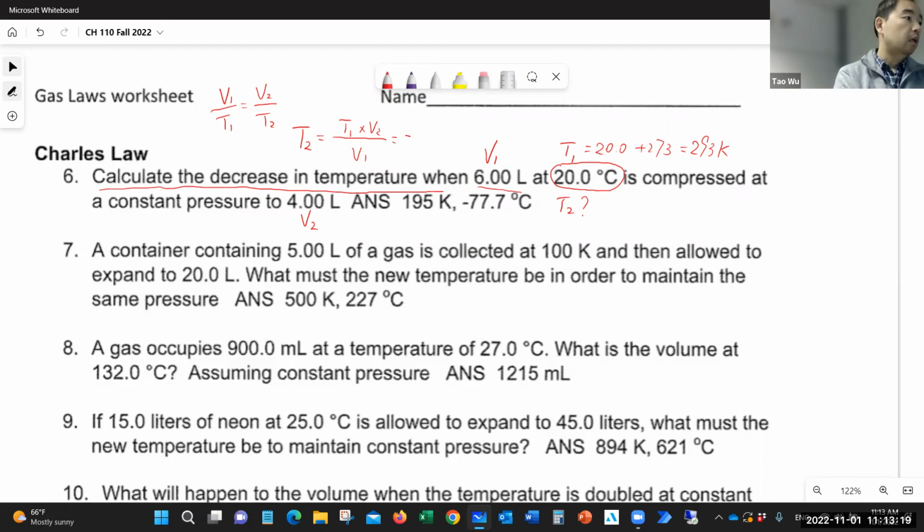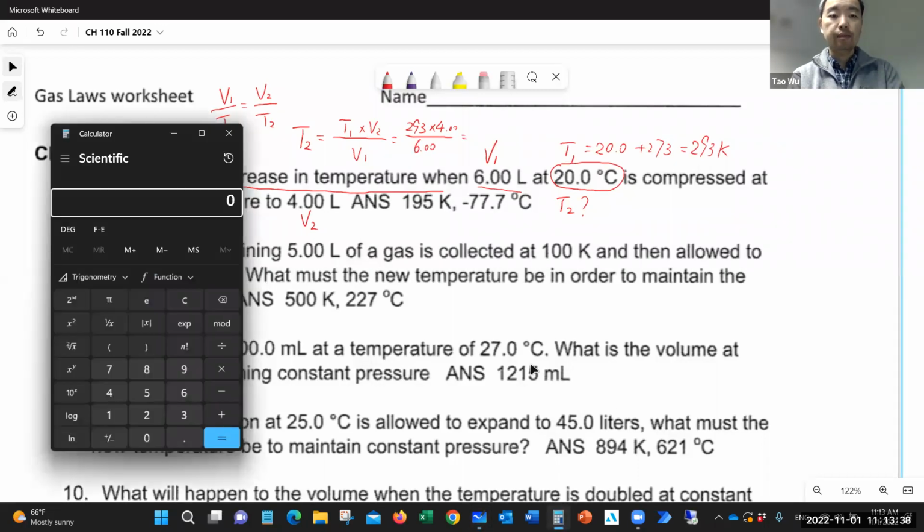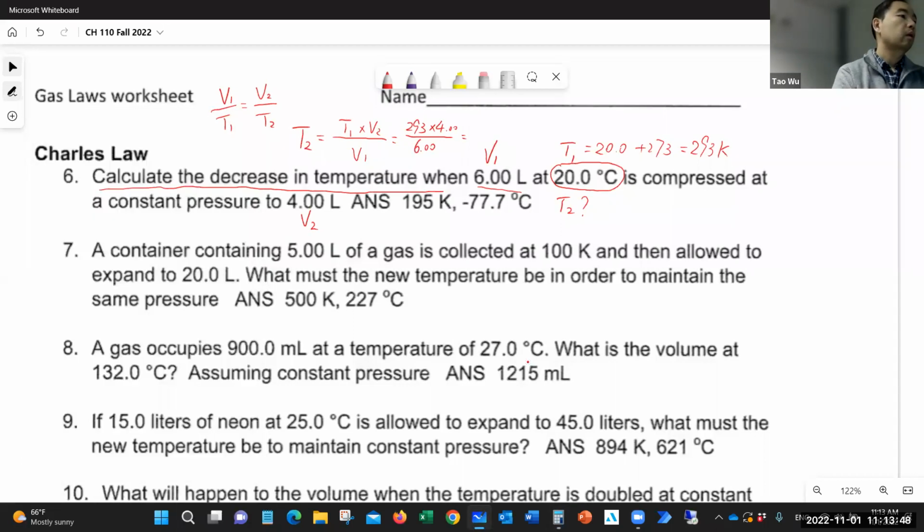So now T1 is this one, 293, times V2, which is 4.00, divided by V1, which is 6.00. Based on this, we calculate 293 times 4 divided by 6, and you get 195.3. And this is in Kelvin, not in Celsius.